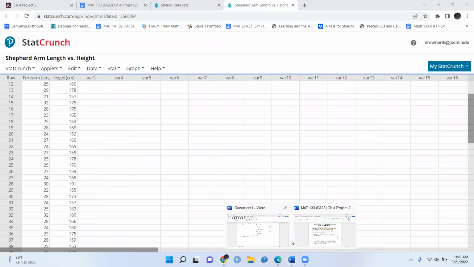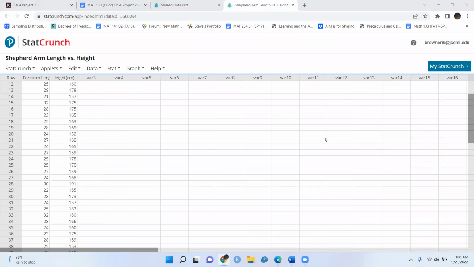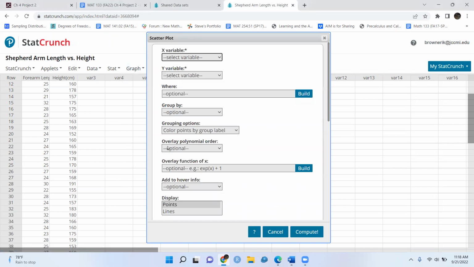So the first thing says we're going to make a scatter diagram. That's a graph, so it's under graph, and it's actually called a scatter plot in StatCrunch. Now, remember, the first thing is always X, the second thing is always Y. So it doesn't particularly matter in this case, but we're going to let forearm length be the explanatory variable and height be the response variable.